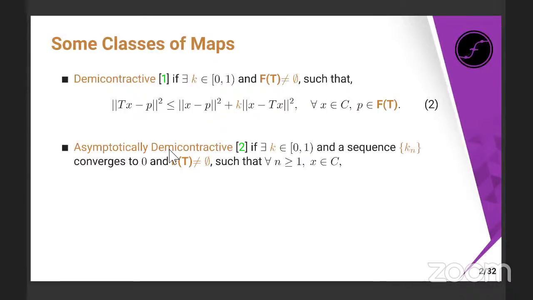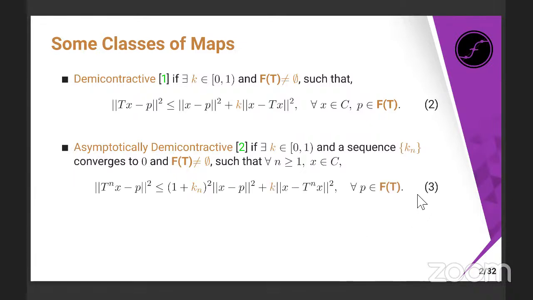For example, we have the asymptotically demi-contractive mapping, which is defined to be a nonlinear mapping satisfying inequality 3. We can see that the class of demi-contractive mappings is a subclass of asymptotically demi-contractive mappings, with a null sequence k_n equal to 0 and T_n equal to T for all n. With k equal to 0, this part will also disappear, and the remaining part corresponds to the definition of asymptotically non-expansive mapping with a non-empty set of fixed points. So this is also a more general nonlinear operator.